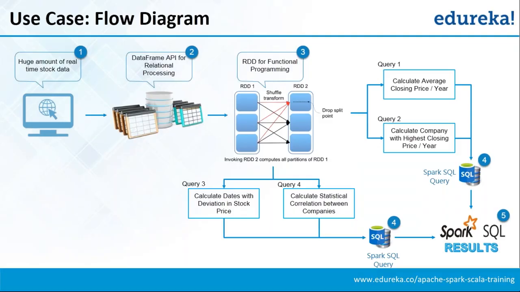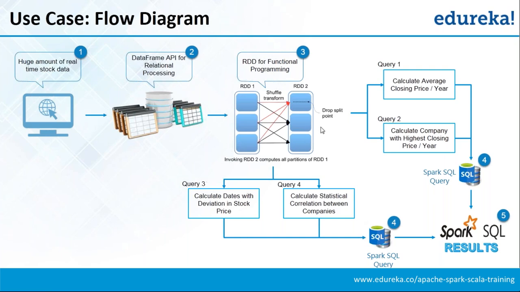So what do we have to do for that? This is how my data flow diagram will look. We initially have a huge amount of real-time stock data that we are going to process with Spark SQL, converting it into named columns. Then we create an RDD for functional programming. Then we use Spark SQL to calculate the average closing price per year and the company with the highest closing per year. Then by Spark SQL queries, we get our outputs.